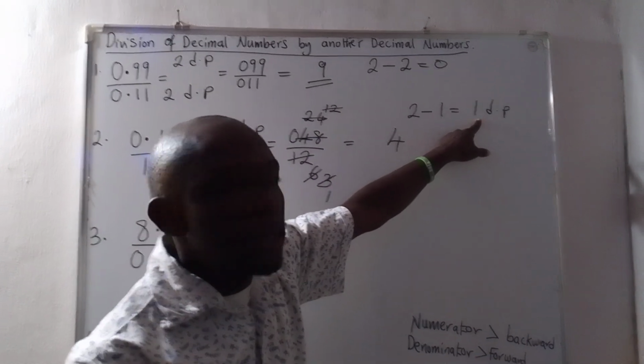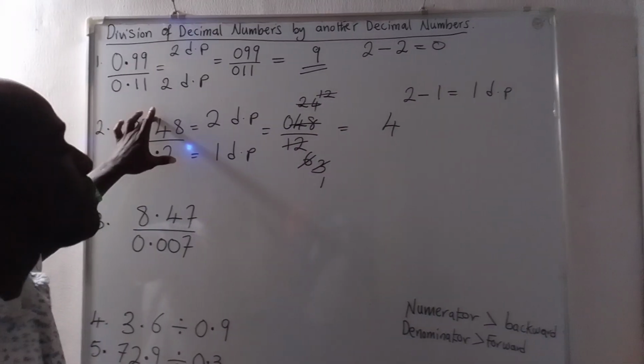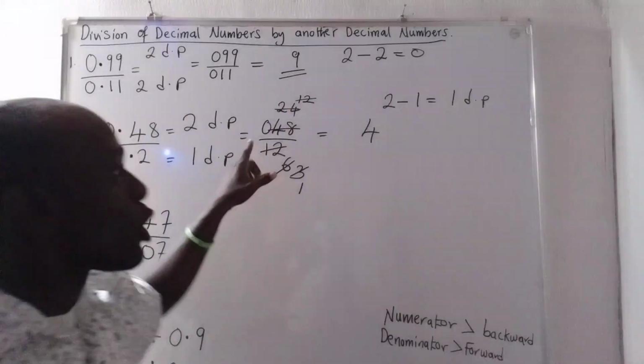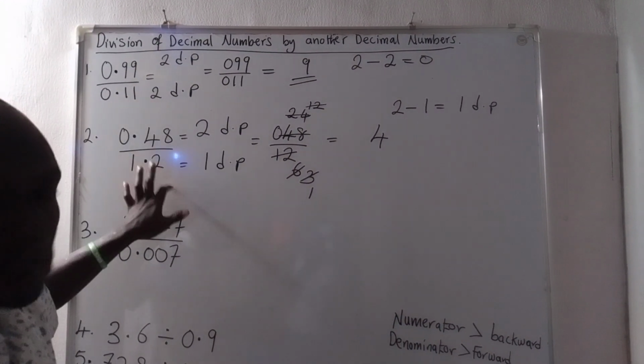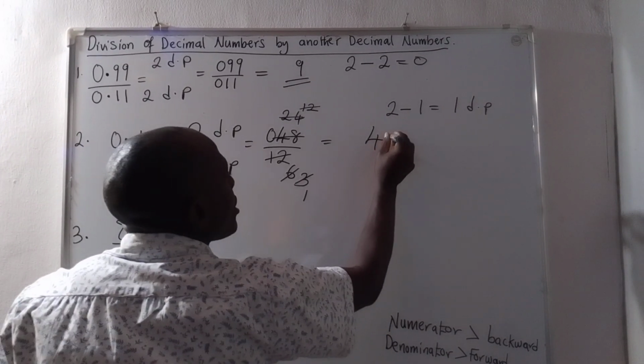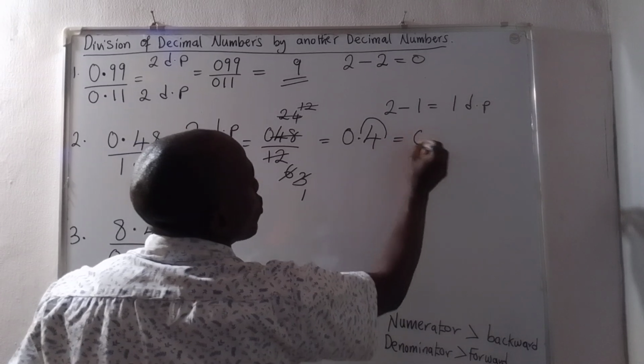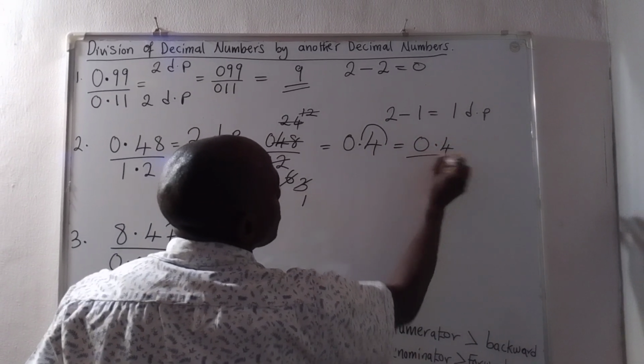Anytime the numerator is bigger than the denominator, whatever we get, we move the decimal point backward, because the numerator is bigger than the denominator. So we are moving the decimal point here once. This is my point and this is my 0. So it comes to 0.4.